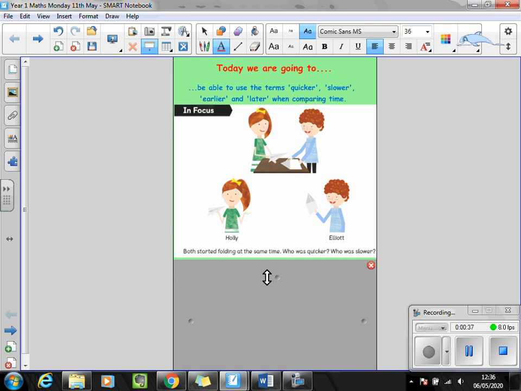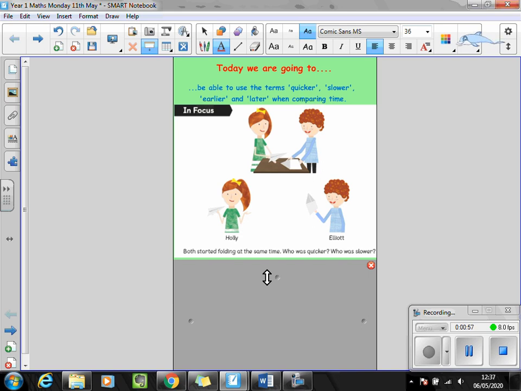We have Holly and we have Elliot. And you can see from the top picture that they're both making a paper aeroplane. Now, they both started folding their paper aeroplane at the same time. But who was quicker and who was slower? Look at that top picture to give you a big clue.